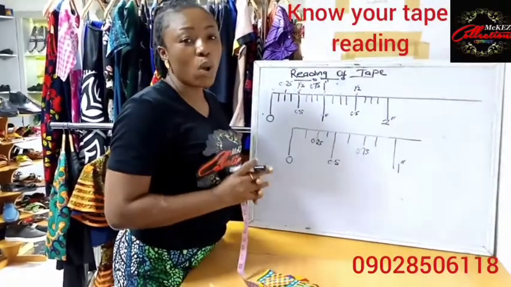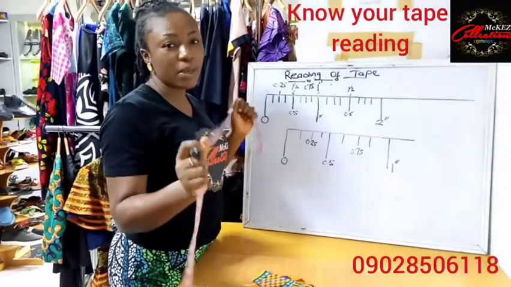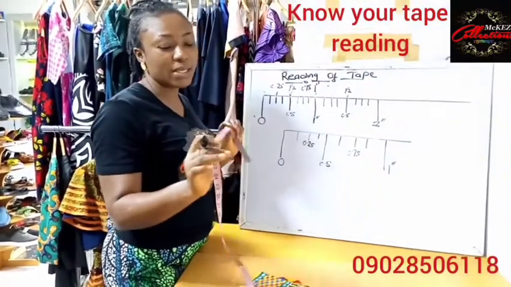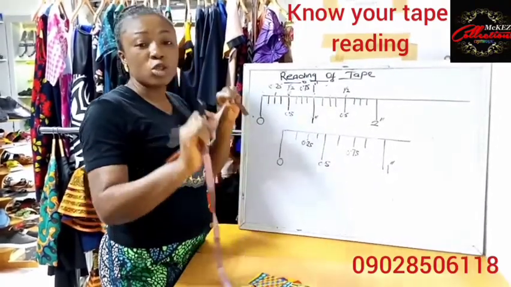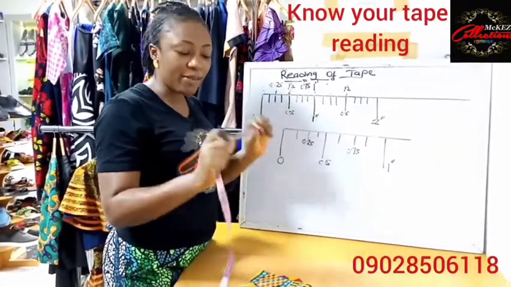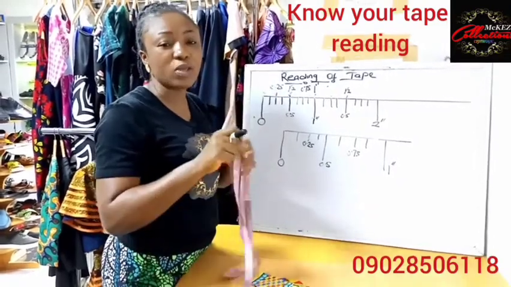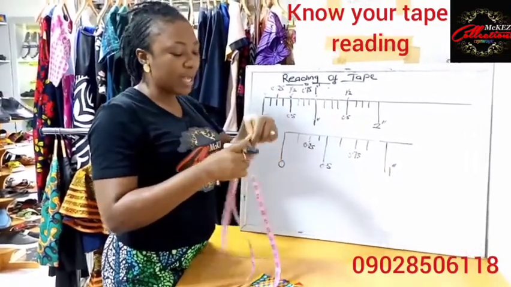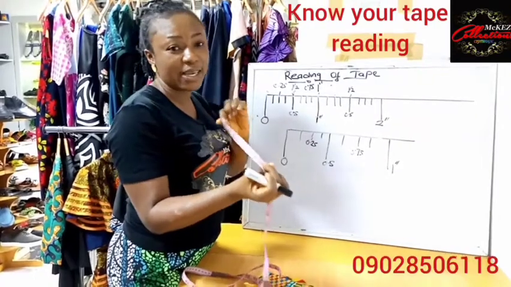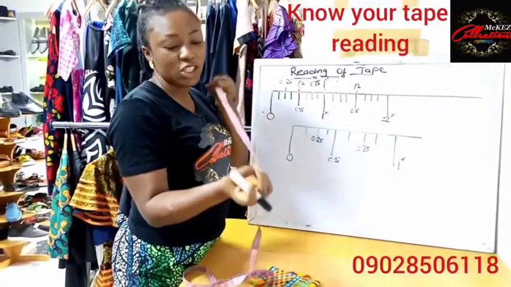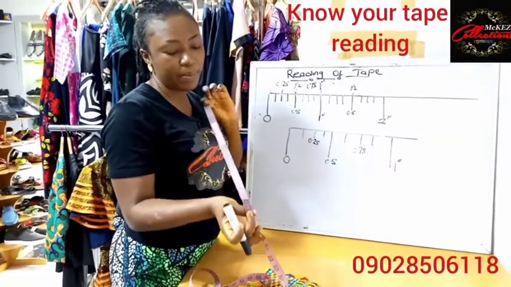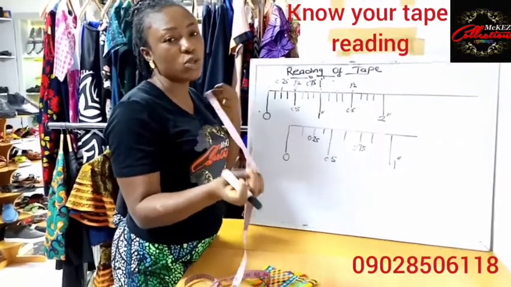Today we're going to talk about our tape, which is the most important tool as a fashion designer. So this is a tape. This particular tape is about 60 inches, and we have an inches side and a cm side. You can measure in inches, you can measure in cm, but most times we prefer to use inches.